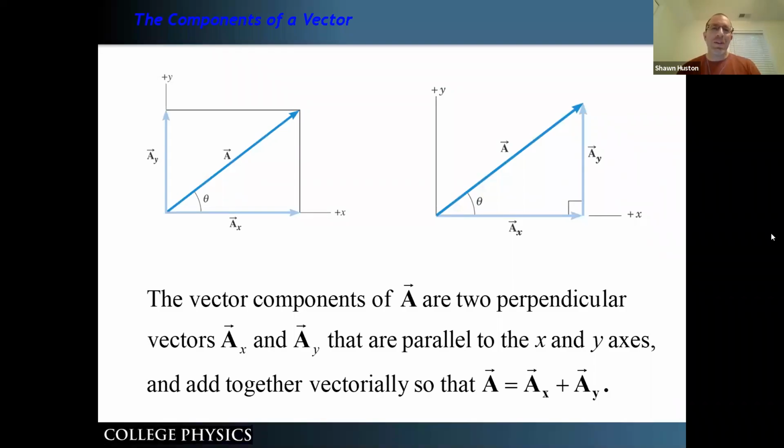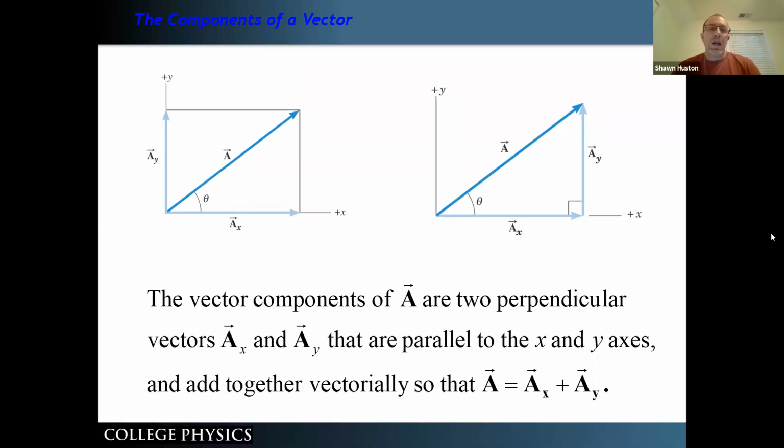Hi. So in the last lecture I talked about adding vectors graphically, where we took the tail of one vector and put it at the tip of another vector, and that's the way we added them together. Now, that's great and all, but it may not always give us actual numbers that we can work with for problems. So there's another method of adding vectors, and that's adding vectors by components.